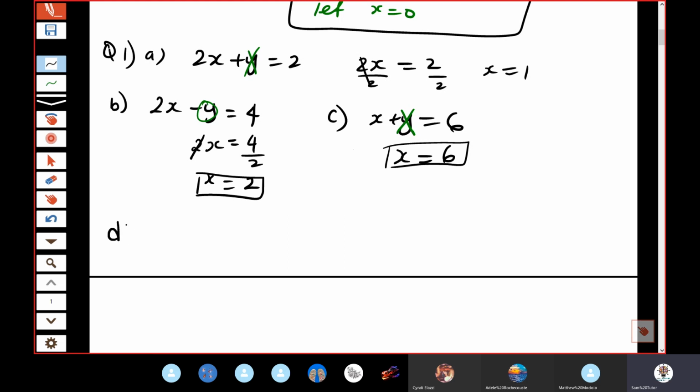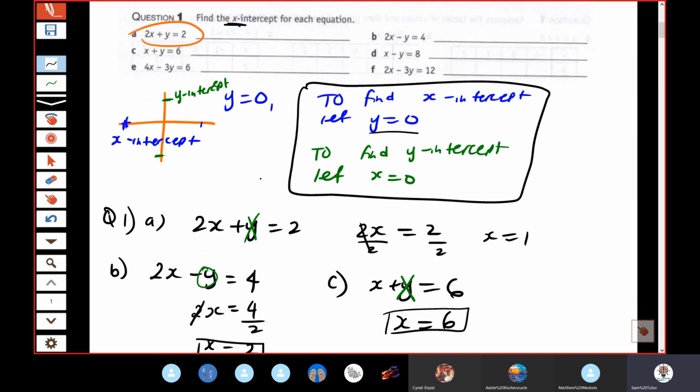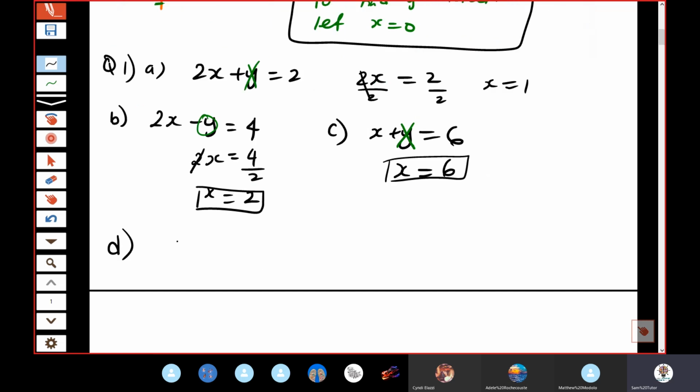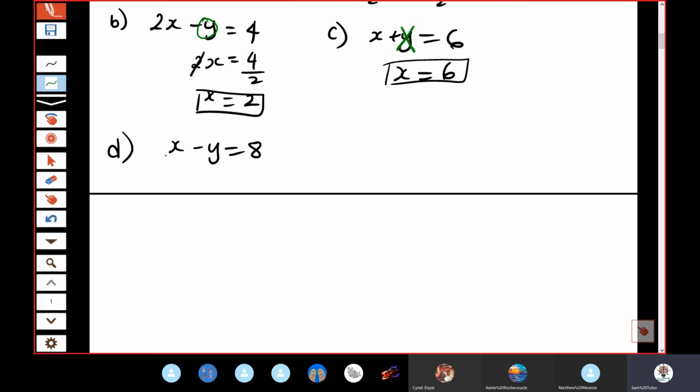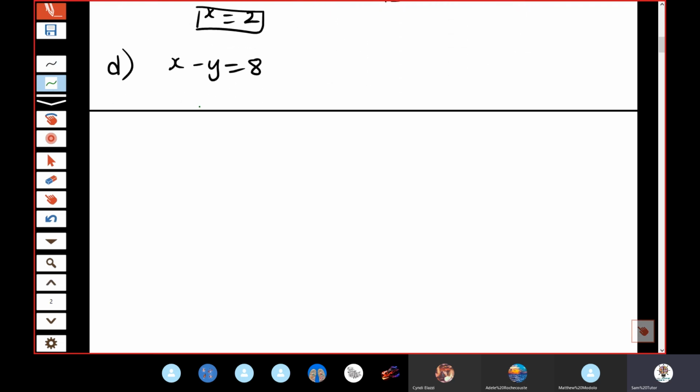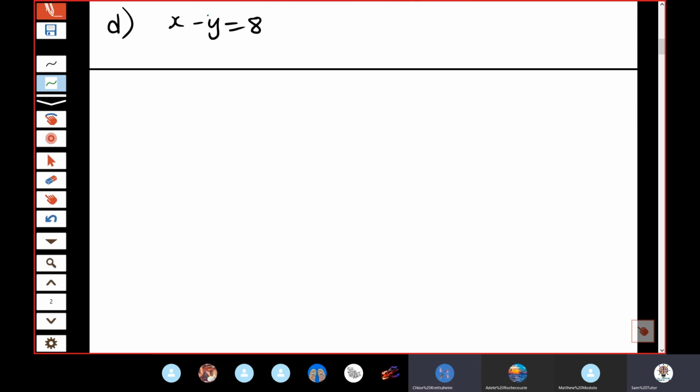Let's try it again. D, x minus y equals 8. Who wants to try this? Just so you can see if you're getting it. How do I find the x-intercept? Take out the y. So it's better, instead of saying take out the y, let's just keep saying make y equal to 0, which means yes, we're going to take it out, but let's get used to the fact that y is 0. Good. And then what are you left with? X equals 8. Nice and easy.